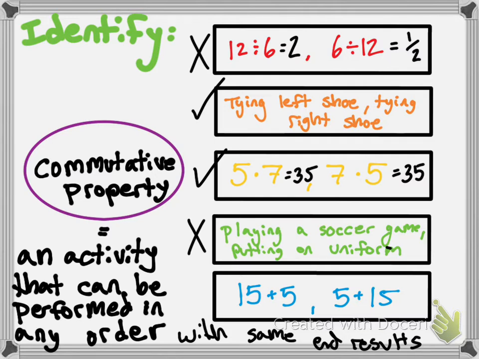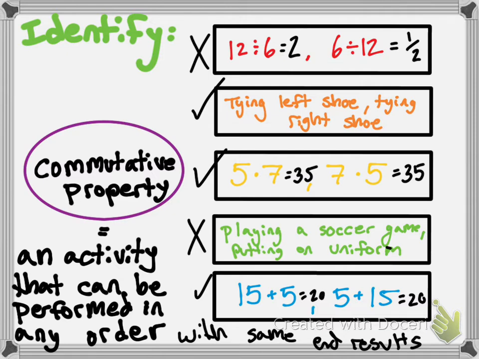And then lastly, 15 plus 5 and 5 plus 15. So what do we think? Are those the same? Yeah, we know that. Both of them equal 20. So the commutative property does not work with division, but it does work with multiplication. It also works with addition. What do we think about subtraction? Is the commutative property going to work with subtraction?